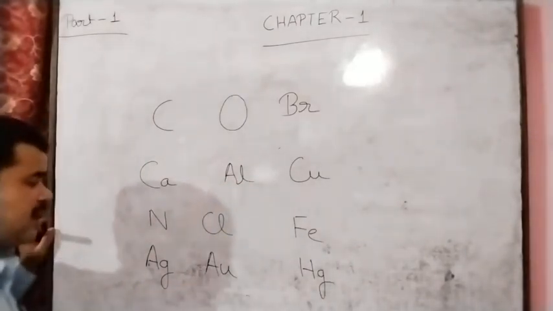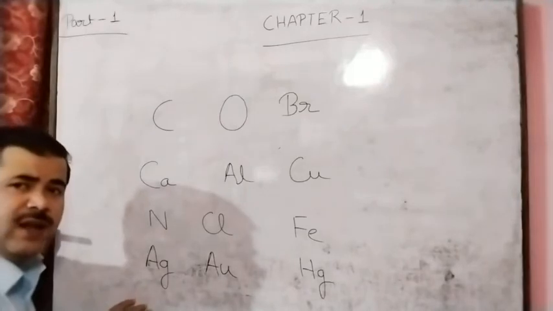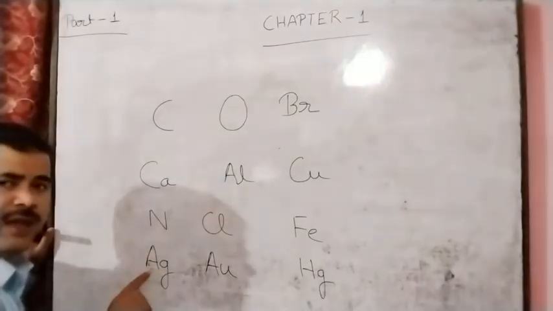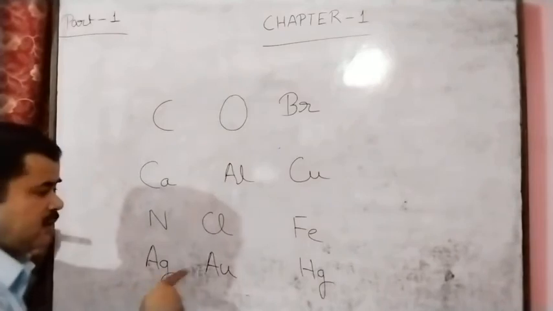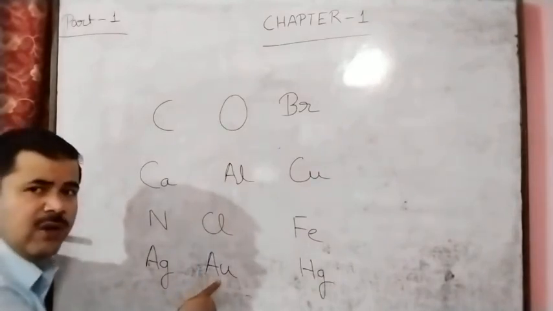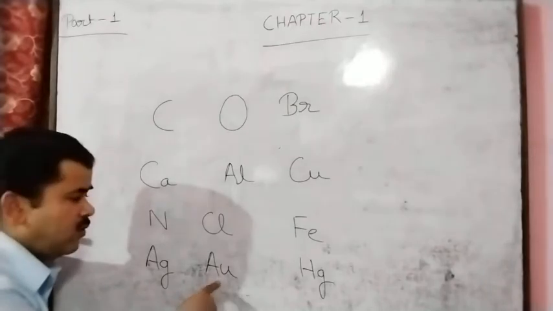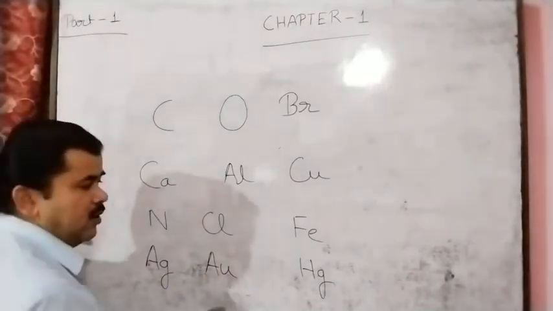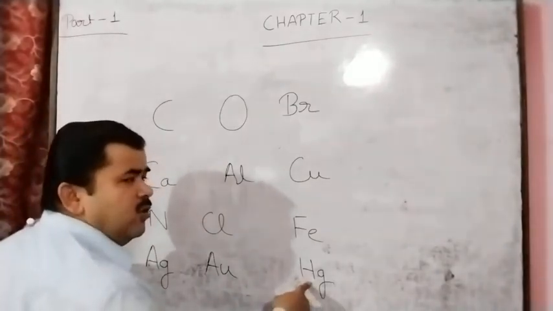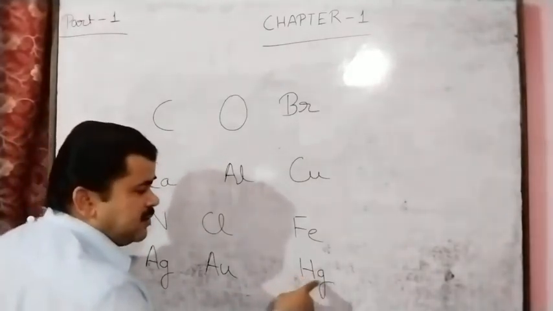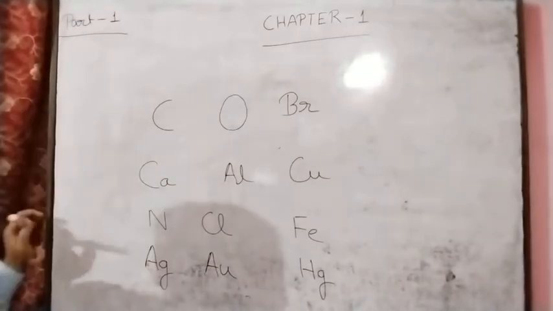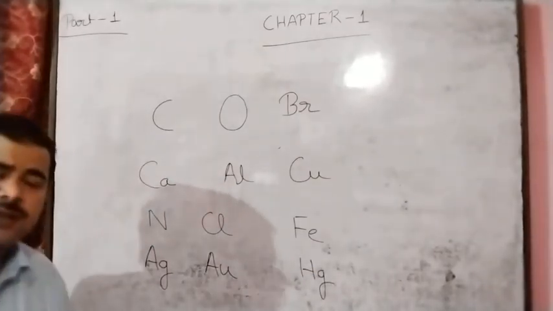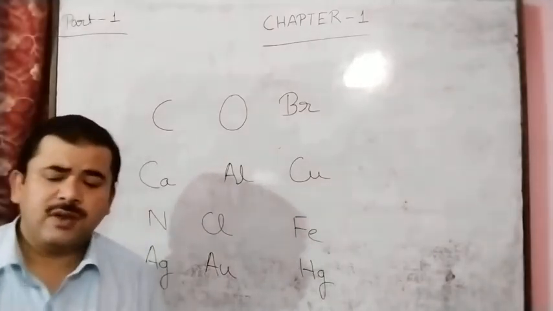In the same manner, if we take silver, the Latin name is argentum, so we will represent it like this, capital A, small g. For gold, the Latin name is aurum, so we can represent gold by capital A, small u. Mercury, the Latin name is hydrargyrum, so capital H, small g. So here we are using this symbolic representation of the elements.